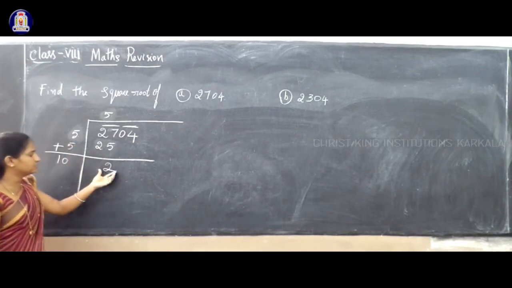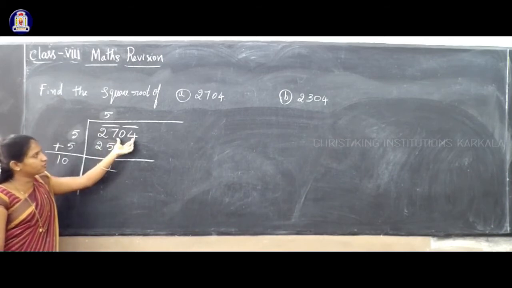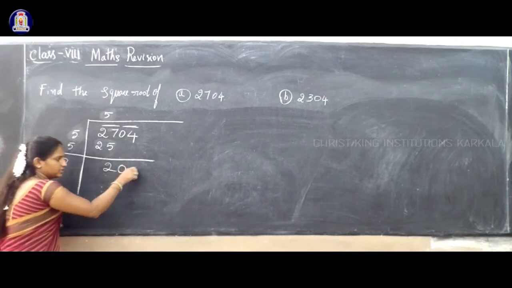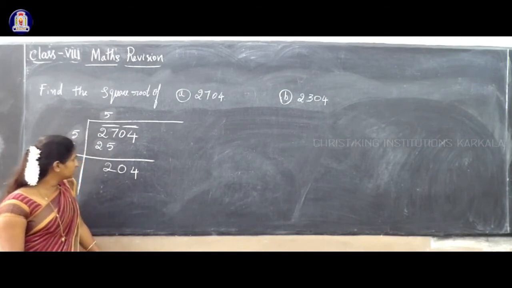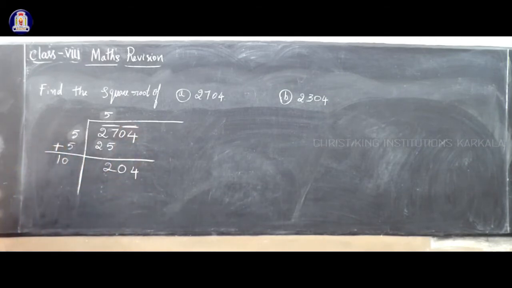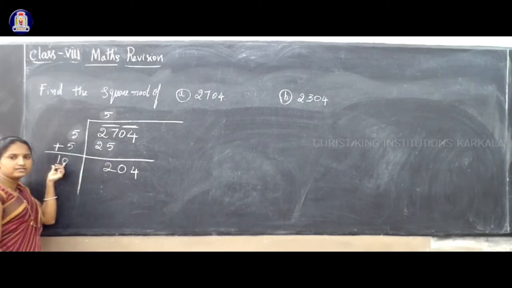Next, here the remaining is only 2. So the next term you have to take 04 in the next step. That is 2, then you get 204. Is it correct? Yes, 204. So the answer we got is 204 and here the term is 10.